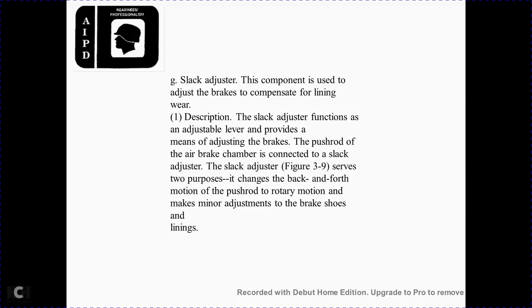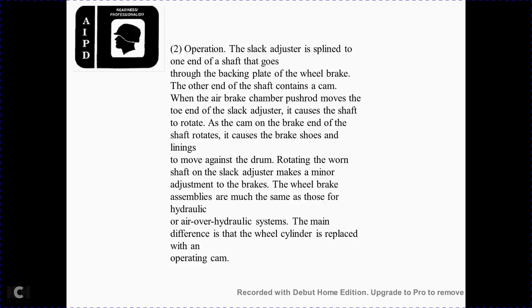Figure 3.9 shows the slack adjuster serving two purposes: changing the back-and-forth motion of the push rod into rotary motion, and making minor adjustment of the brake shoes and linings. Operation of the slack adjuster: the spline on one end of the shaft goes through the backing plate of the wheel brake, with the cam at the other end of the shaft.